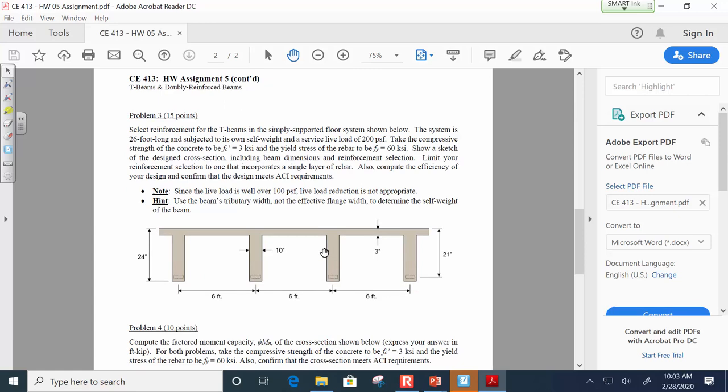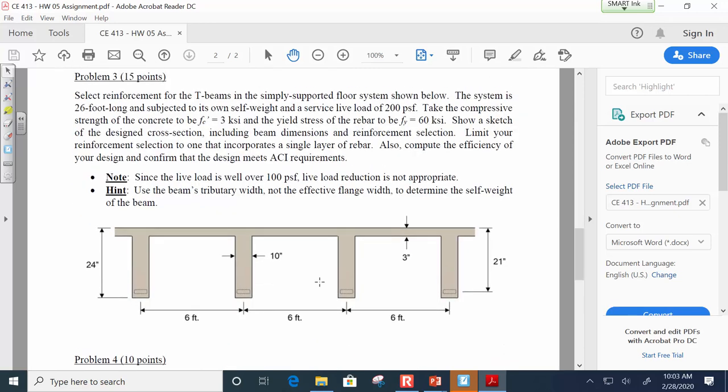Problem three is a full-blown T-beam design problem, which means determine the amount of steel that goes into it. So you need to determine the amount of steel reinforcement for the T-beam system shown. Put your reinforcement in a single layer. Don't use double layers or two layers of steel. 3 KSI concrete, 60 KSI steel. It's a 200 PSF live load, and if you remember from live load reduction, you don't reduce in most cases if your live load is over 100, and since this is 200 PSF, no live load reduction. You do have to compute the self-weight of the beam, okay?